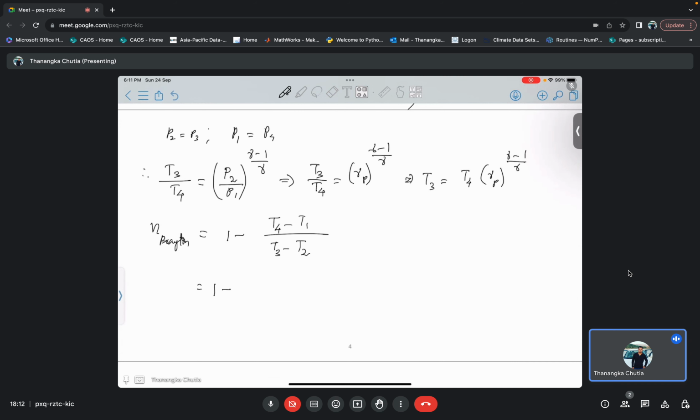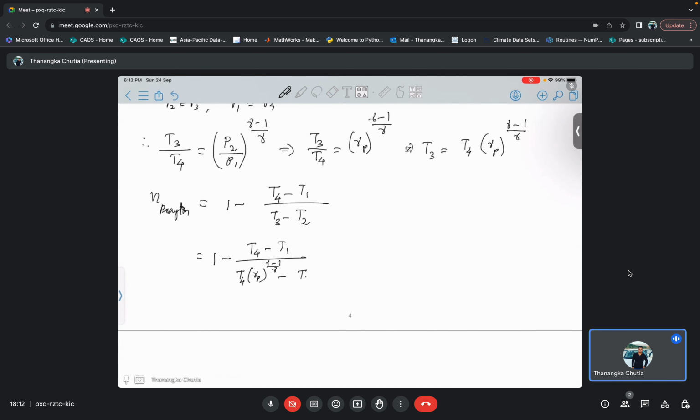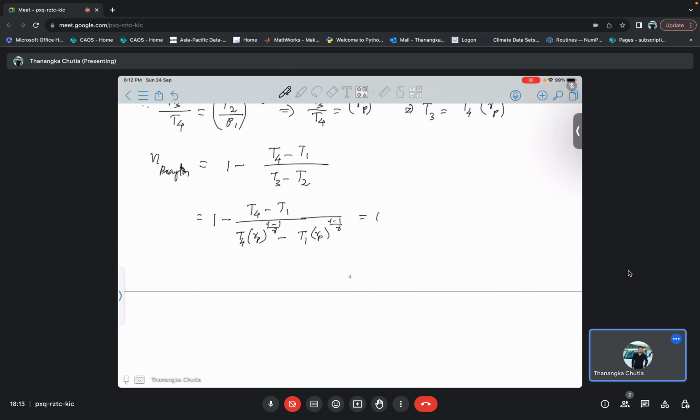Now this one, 1 minus T4 and T1, I will put as it is, and this T3 I can write as T4 times Rp to the power gamma minus 1 divided by gamma. Yes or no? And this one also, I can write T2 is equal to T1 into Rp to the power gamma minus 1 divided by gamma. Okay, so now what I am getting here is Rp to the power gamma minus 1 divided by gamma is common, so from here I will get this one as T4 minus T1.